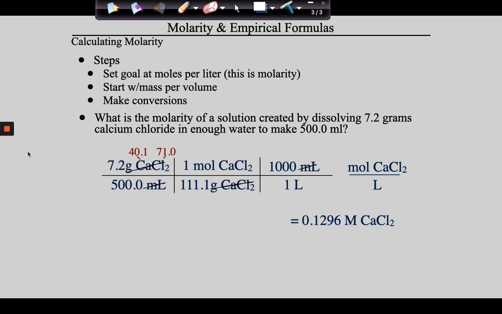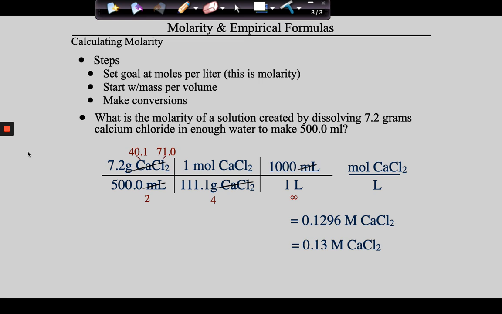Okay, now we need to round. So guys, now we got to be careful because we have a denominator. So 7.2 is 2 significant digits. 500.0 is 4. So guys, we get 2, and then here we get 4, and this is perfect. So we round that to 2 significant digits, and that would be 0.13 molar.